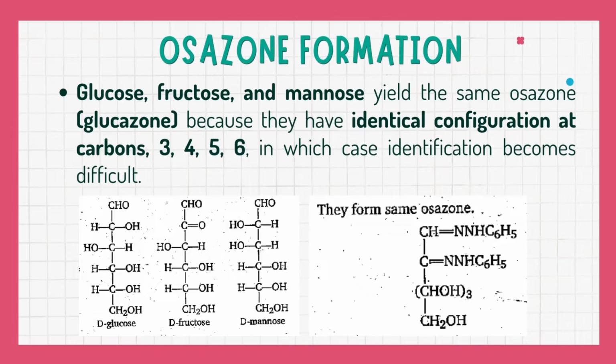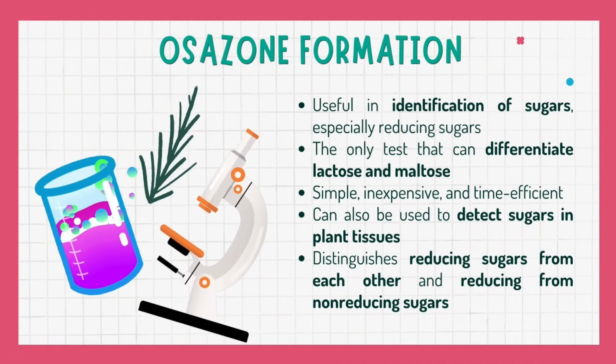Actually, glucose, fructose, and mannose form the same osazone called glucosazone because they have identical configurations at carbons 3, 4, 5, 6, in which case identification becomes difficult. It is evident from their formulas that they are similar, and this is what their general formula would look like as phenylosazone. Let's talk about its uses and applications.